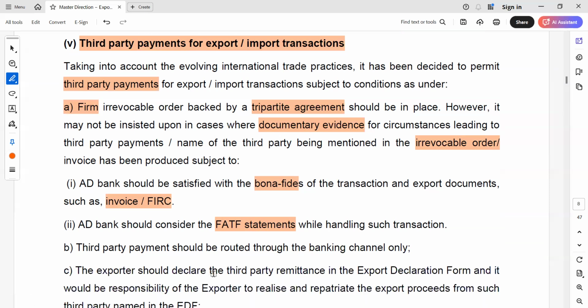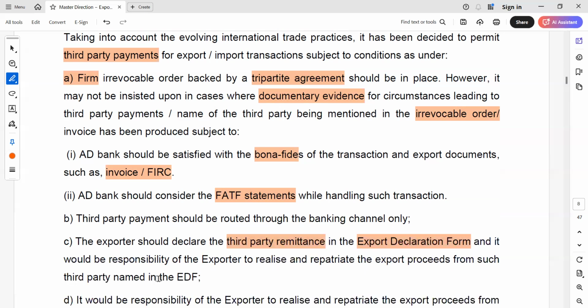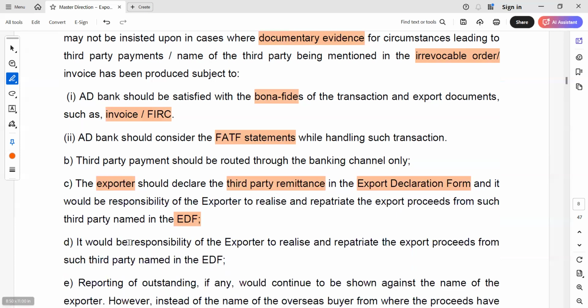The exporter should declare third party remittance in export declaration form and it would be the responsibility of the exporter to realize and repatriate the export proceeds from such third party named in the ADF. तो फ्रेंड्स वो एक्सपोर्टर की जिम्मेदारी है कि उसे पेमेंट उस थर्ड पार्टी पर्सन से कलेक्ट करना है. It would be the responsibility of the exporter to realize and repatriate the export proceeds from such third party.